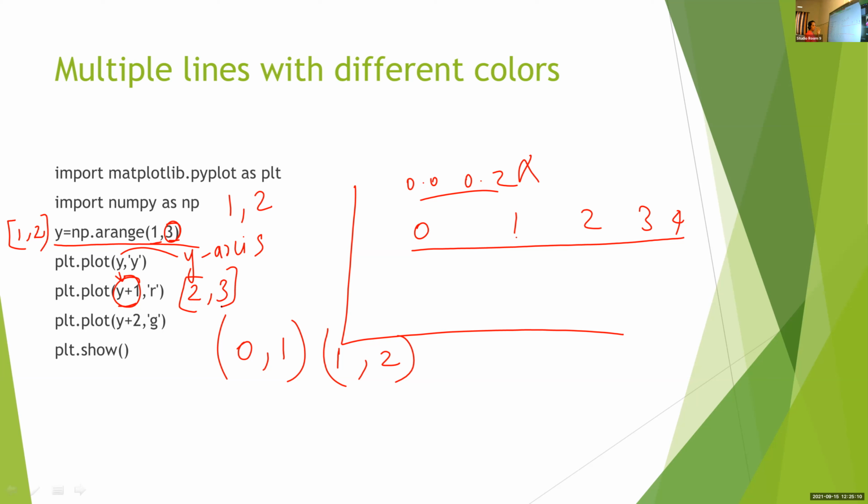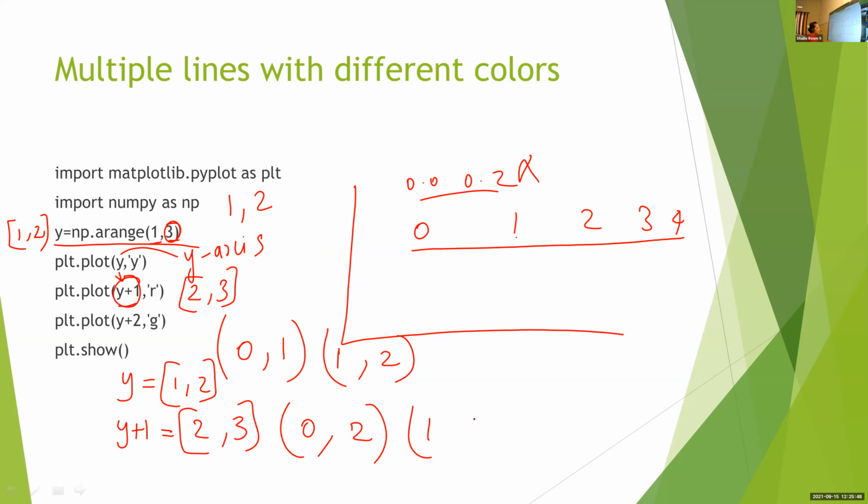Okay. Is it clear, children? Here y it is 1 and 2. y plus 1 means what? You want to add 1 with these 2 values. So 1 plus 1 it is 2. 2 plus 1 it is 3. So y plus 1 means 2 and 3. So here for drawing, x value it is 0, y value it is 2. Then x value it is 1, y value it is 3.